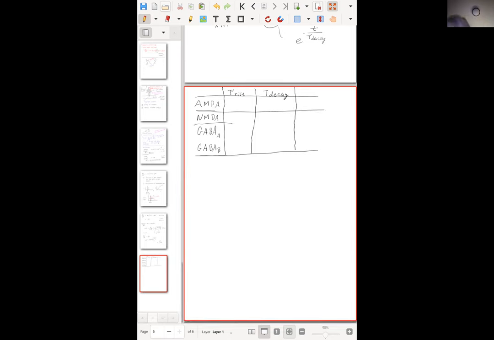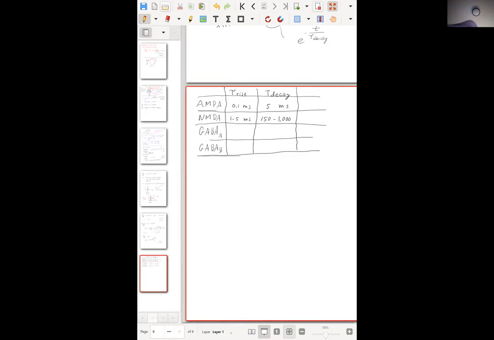So AMPA channels are very fast. The rise time is about 0.1 milliseconds. The decay time is also pretty fast, around 5 milliseconds. Okay. NMDA is much, much slower. The rise time is 1 to 5 milliseconds, and the decay time is 150 up to 1,000. These things can be open for a very long time. I'll show you why in a second. GABA A is also fast, about 0.3 and maybe 5 milliseconds. And then GABA B is a lot slower. The rise time is around 10 milliseconds and decay is around 200.